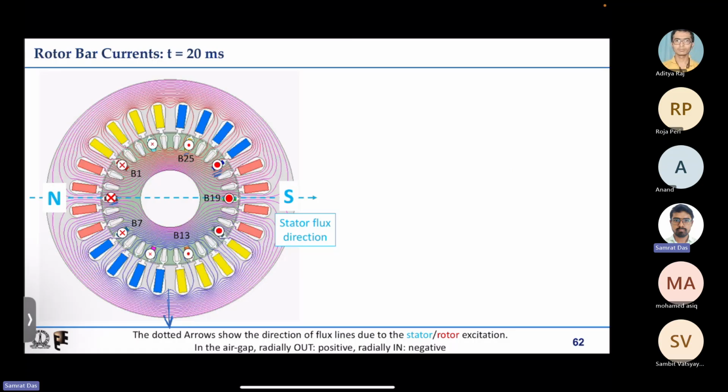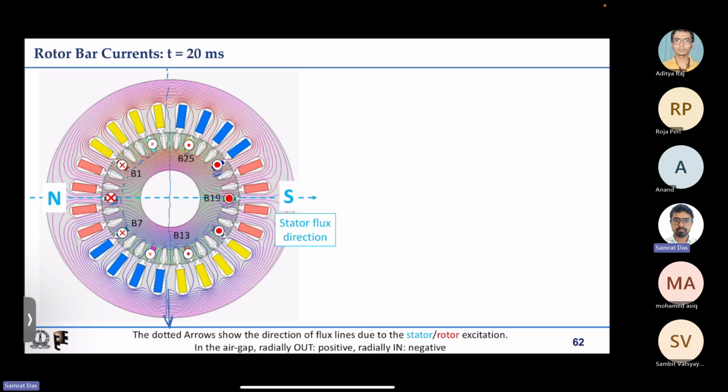After that, what we have seen is that at this given instant of time, all the bars which lie on the right hand side are having dot currents, with this bar at 0 degree having peak current, and then the current magnitude reduces as we go in both directions. So this is the rotor bar current on the right hand side, and on the other hand, the left hand side rotor bars are having cross currents.